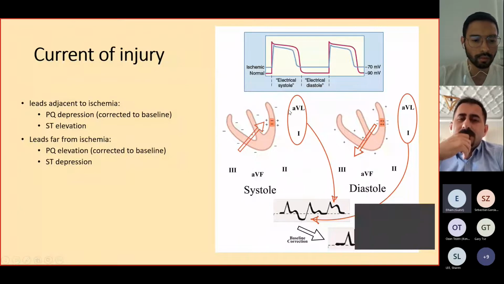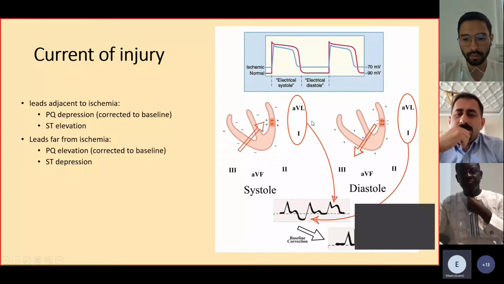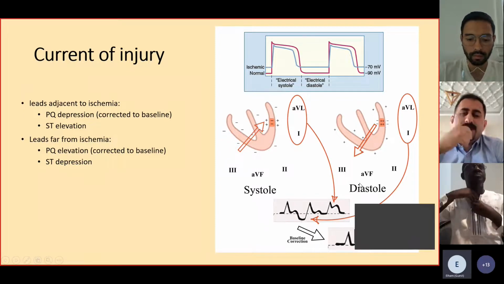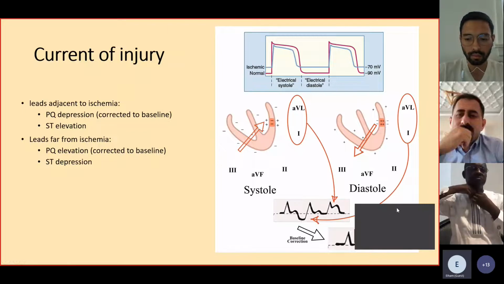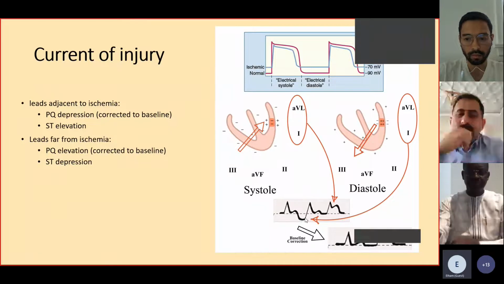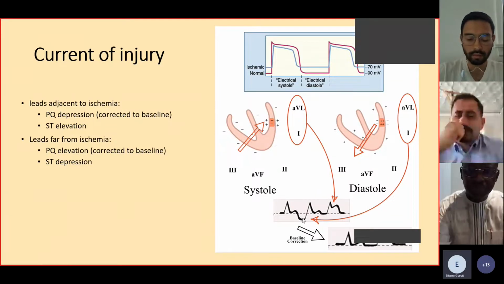If we look at the heart from the view of the surface ECG leads that are adjacent to the ischemic segment of the myocardium, we will see positive currents of injury. By positive, I mean currents of injury that are going toward the adjacent leads, and some currents of injury that are going away from the adjacent leads during diastole. We see them in the surface ECG as depressions, downward shifts in the TQ segment and upward shifts in the ST segment.